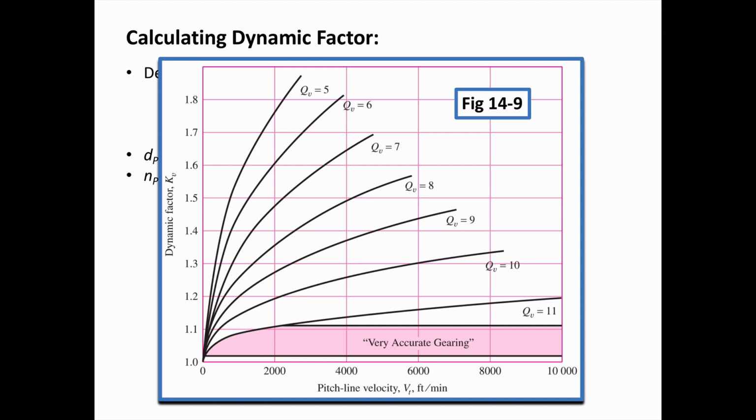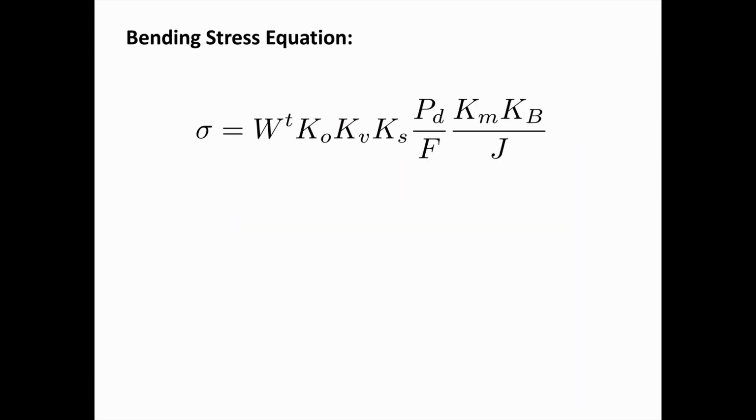You can also go to figure 14-9 to see how for different quality numbers the dynamic factor changes as a function of pitch line velocity. One thing to observe here is that as we look at designs that have very high pitch line velocities, it becomes more important to use high quality gears.